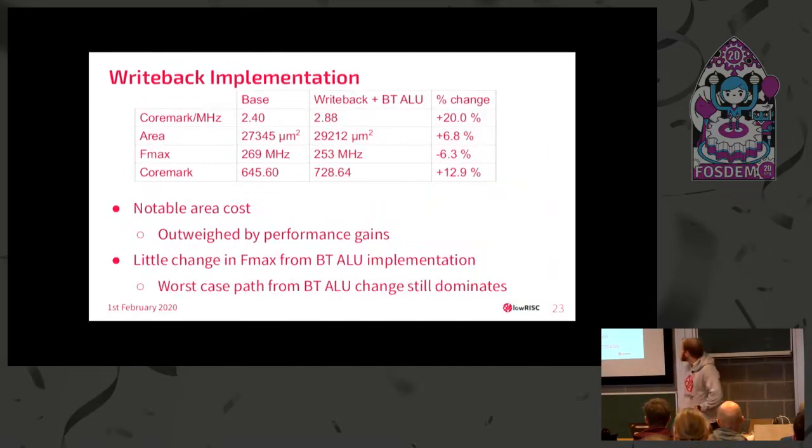And then when I implement that, area goes up, as you might expect, but we've got, again on CoreMark, about a 20% improvement in CoreMark per megahertz. So notable area cost, but it's outweighed by our performance gains. Fmax has basically stood still, so this is the write back stage along with that new branch target ALU, so it hasn't really affected it. It's still those branch target ALU changes that are dominating our timing and keeping us at that Fmax that we have.